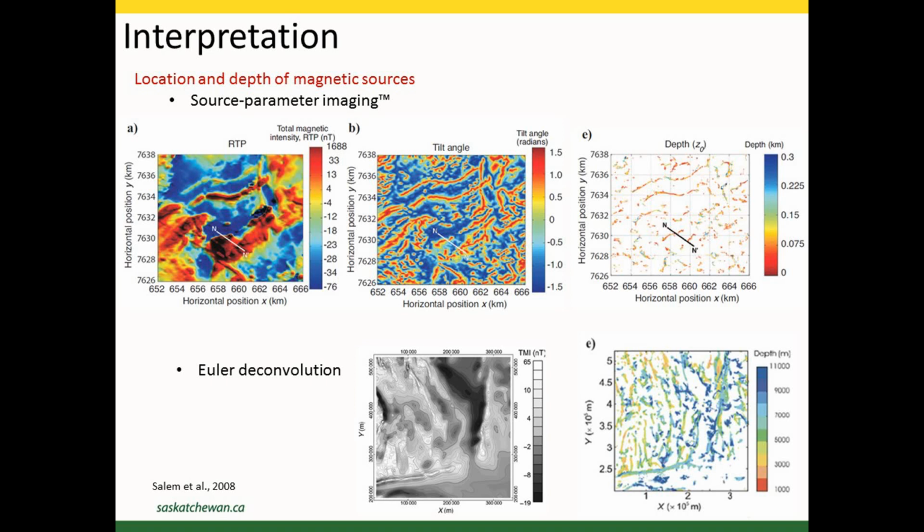Two techniques, source parameter imaging, which is available in Geophysics software, and also Euler deconvolution, are two techniques to estimate the depth to top of your magnetic sources. Both of these techniques estimate the depth based on the amplitude of the magnetic anomaly and also the gradients, the rate of change of your magnetic data. You have the edges extracted from the data in previous processing techniques, and you can estimate the depth to top of those sources. Then you can use this information to build a 3D geophysical model.